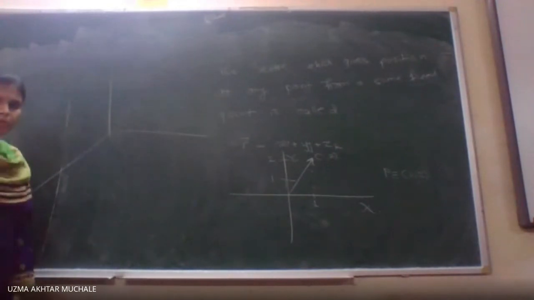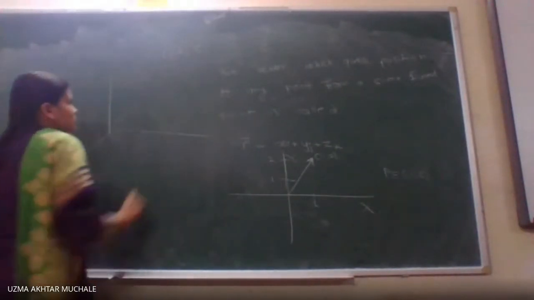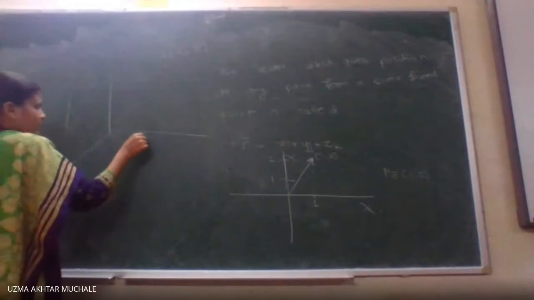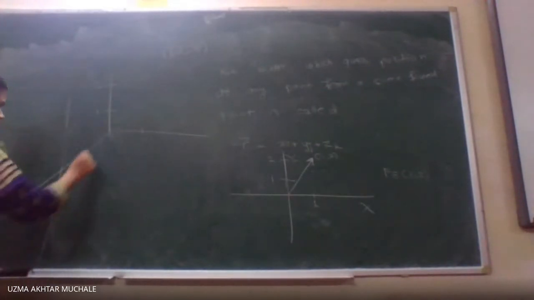Suppose I am going to plot the point (1, 2, 5). So what is the x coordinate? It is 1. What is the y coordinate? It is 2. What is the z coordinate? Not visible to us, ma'am?